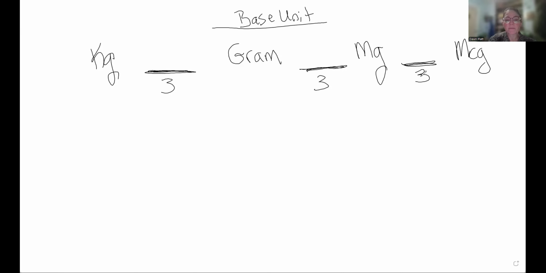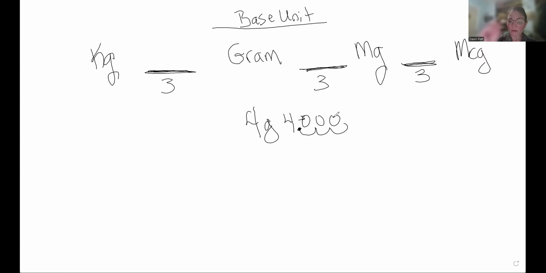So if I start off with 4 grams, but I want to go to milligrams, I'm going to take the 4. There's a decimal point right here, and I'm going to move my decimal point over to the right to get to milligrams, 3 spaces, 1, 2, 3, and add zeros. It's that simple.